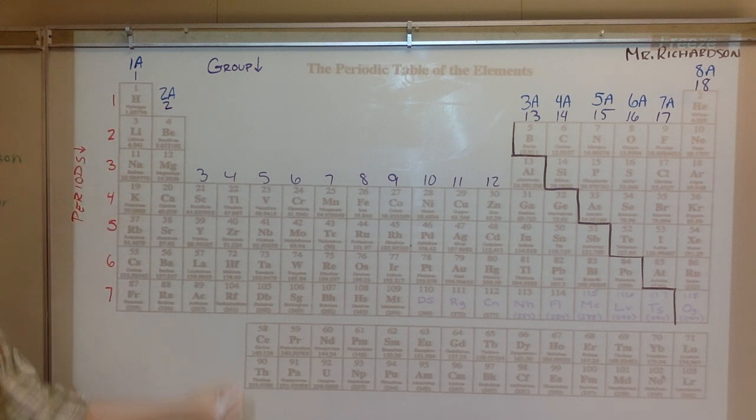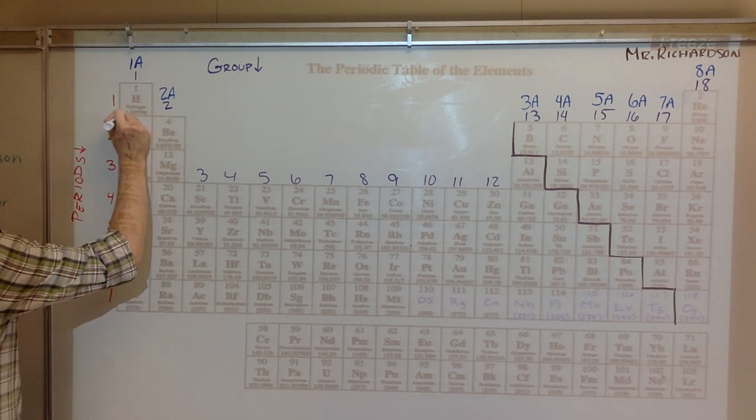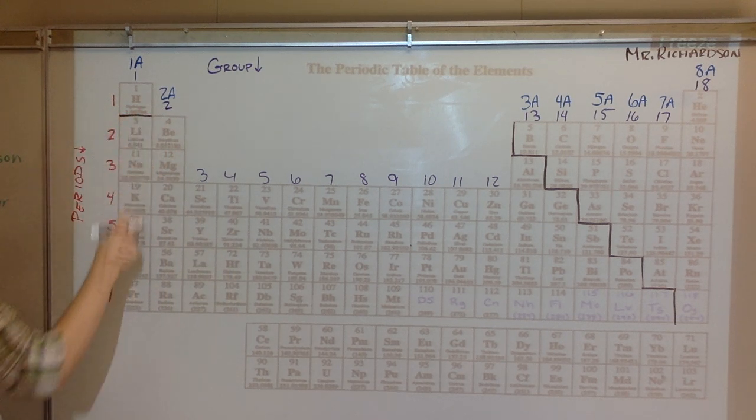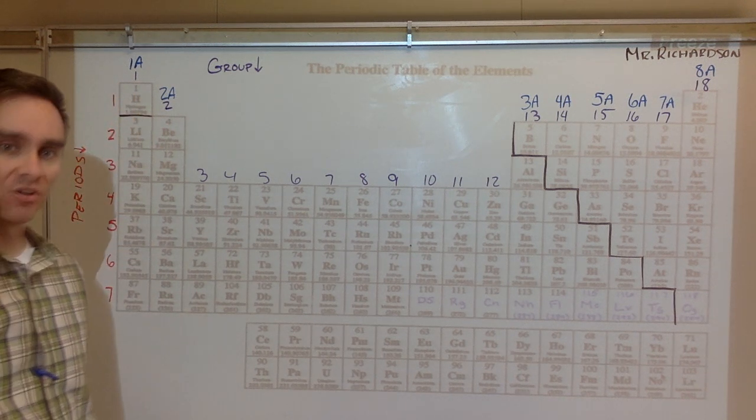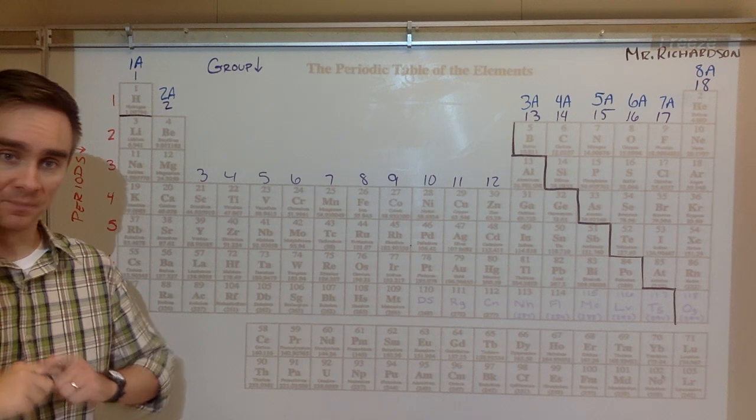I also want to draw one more staircase, or one more line. I want to draw it right here because remember, these are metals. That's a non-metal, hydrogen. So I'm going to draw that line to separate it.